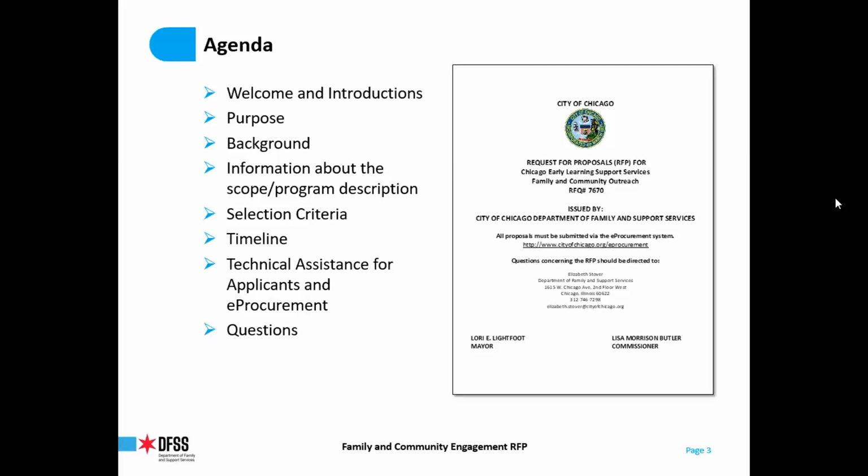We'll go over the purpose of the RFP and give you a little bit of background information. We'll talk a little bit more in depth about the scope, the program description, and the expectation of the contractor. We'll talk about some of the selection criteria that we'll be applying when we evaluate the applications. We'll look at the timeline, and Julia will spend a lot of time talking about how to actually apply in the e-procurement system, and then we'll take questions about anything related to this RFP or using the e-procurement system that we can answer. So without further ado, let's go to the next slide.